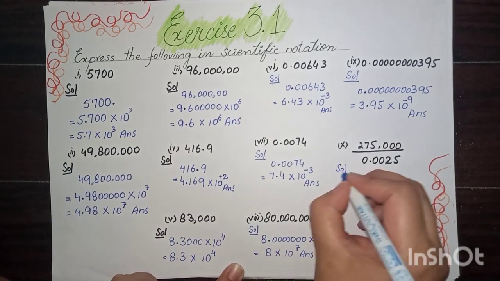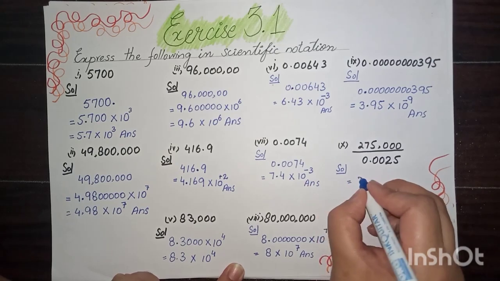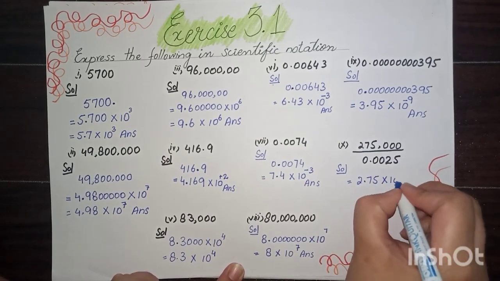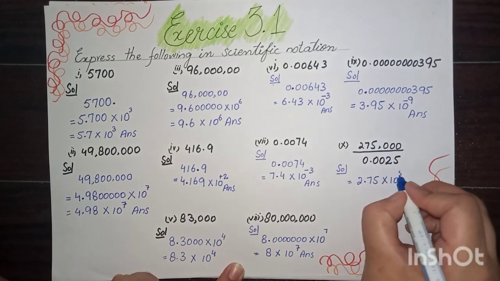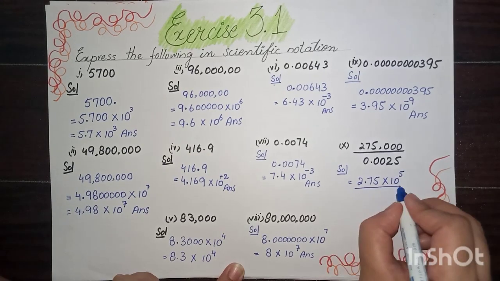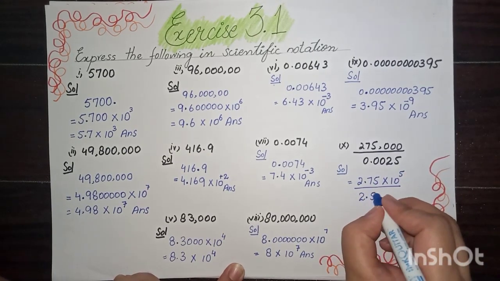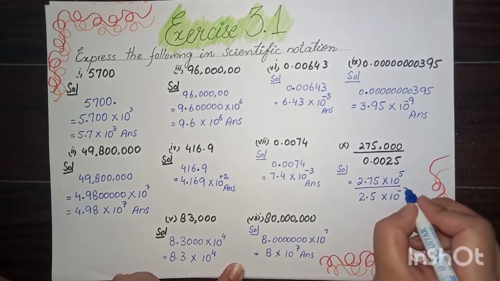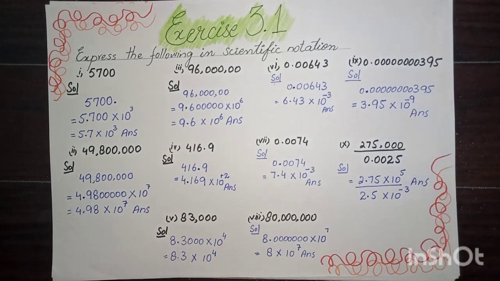My next question is in fractional form. So for the fraction I will write 2.75, 10 raised to power 1, 2, 3, 4, 5, and this is 2.5 times 10 raised to power minus 3. So this is my answer.